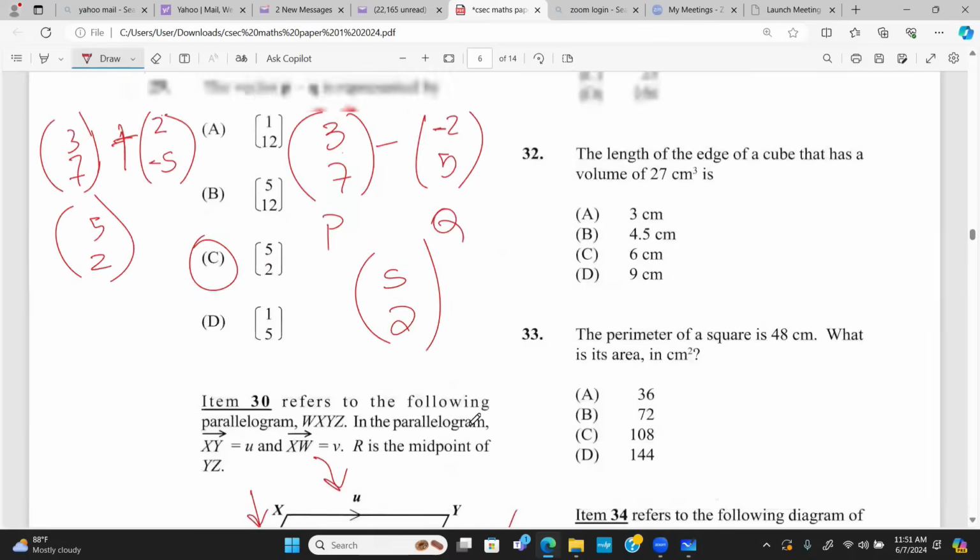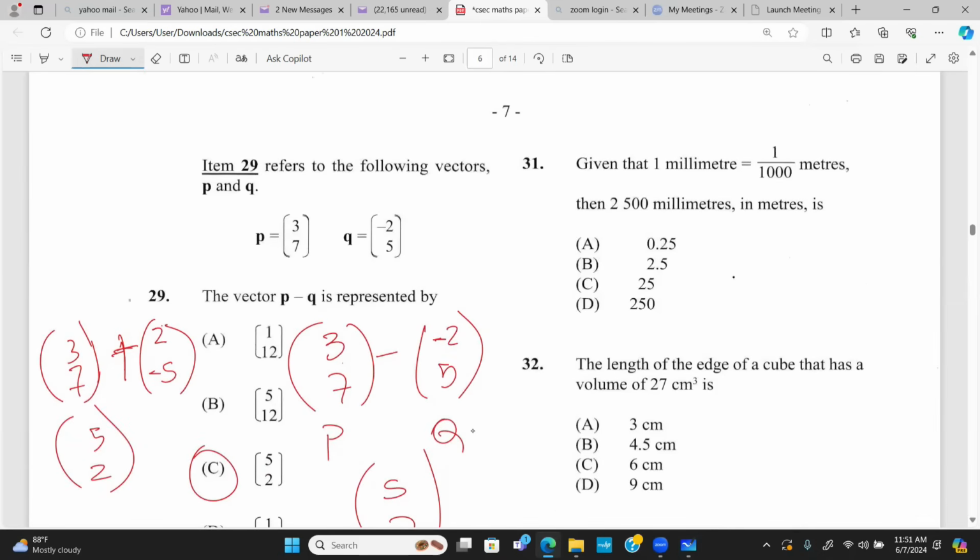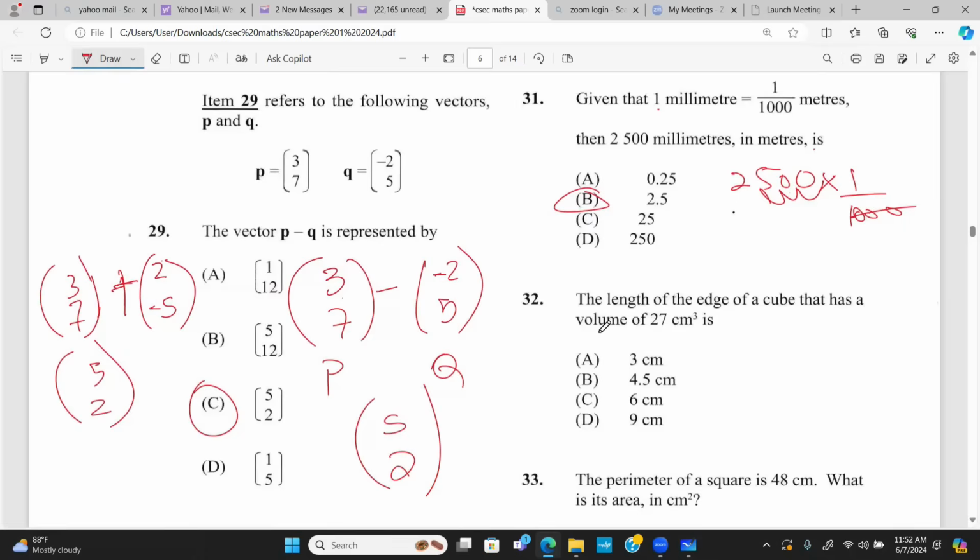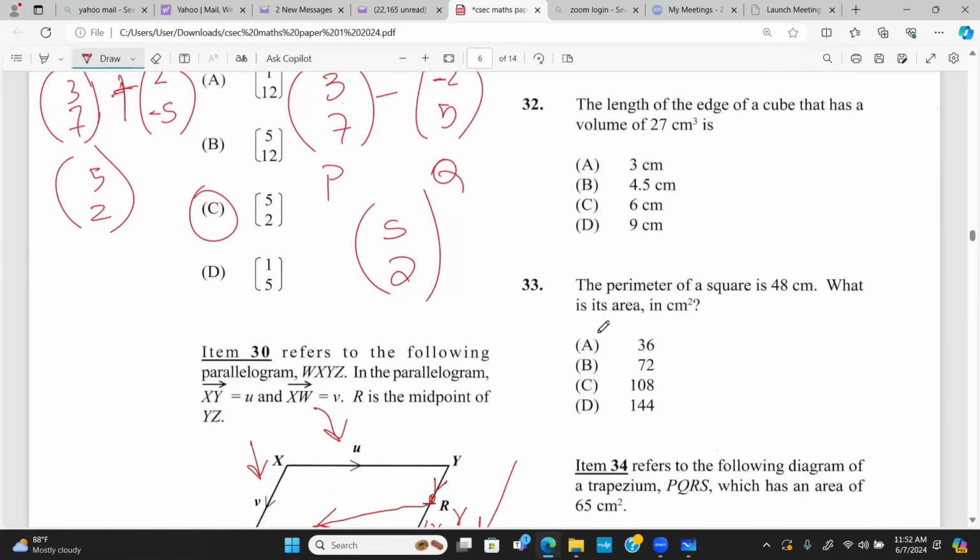All right, 31. Given that 1 millimeter is equal to 1 over 1000 meters, how many meters is 2,500 millimeters? So we have millimeters, and you're changing this to meters. So all you're going to do is divide, or you can multiply by this, whichever one. It's 2.5. So 2,500 millimeters divided by 1,000, if you want to look at it like that, you'll get 2.5 meters. That's the main thing.